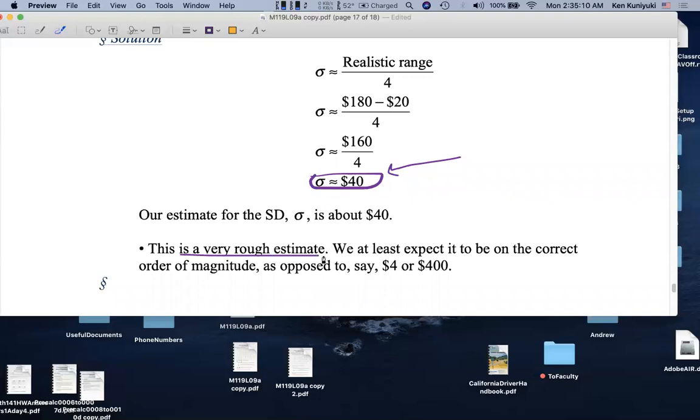Okay, again, it's a very rough estimate, but we think that the standard deviation is more likely to be about $40 than, say, $4 or $400 or 4 cents.